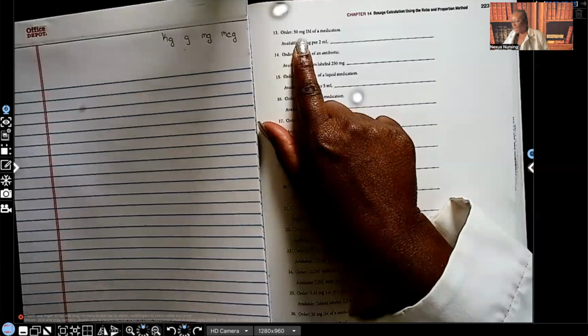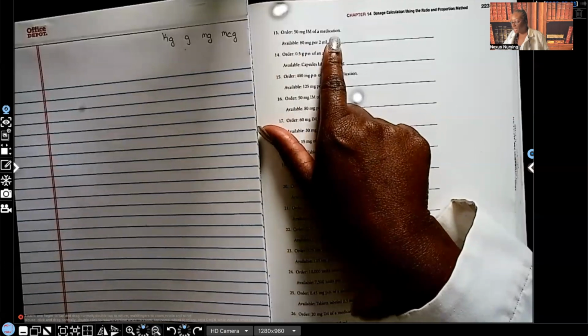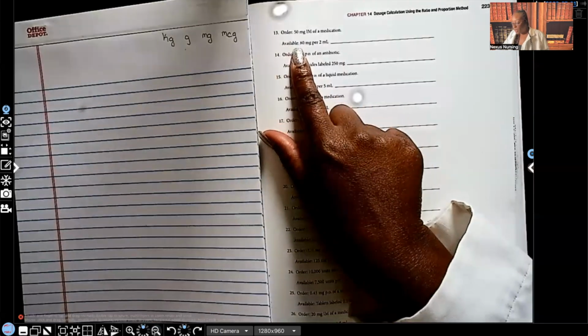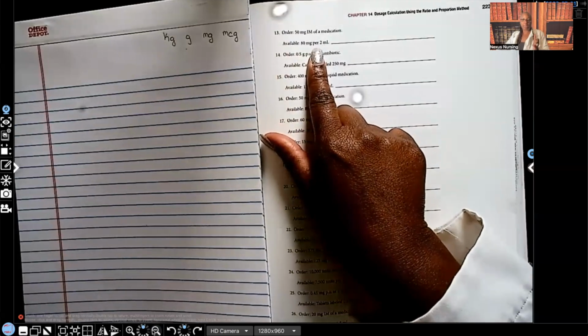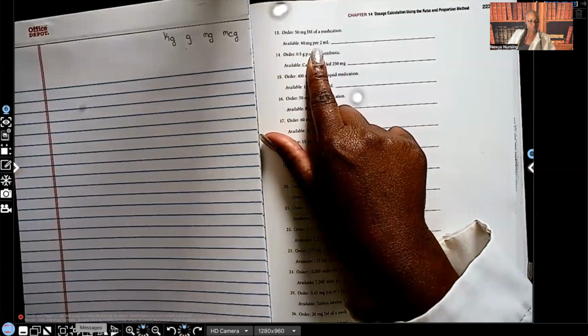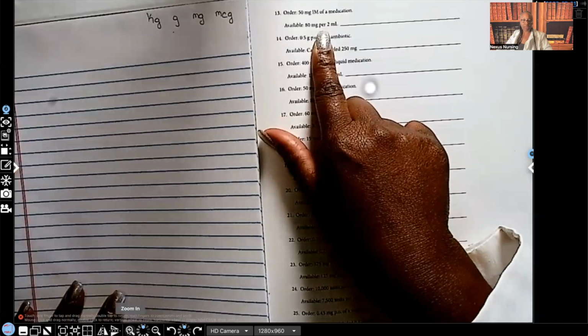The order is 50 milligrams IM of a medication, but what we have available is 80 milligrams per 2 mLs. So how do we set this up? Let me make this a little bit bigger for you. All right, I think that's better.